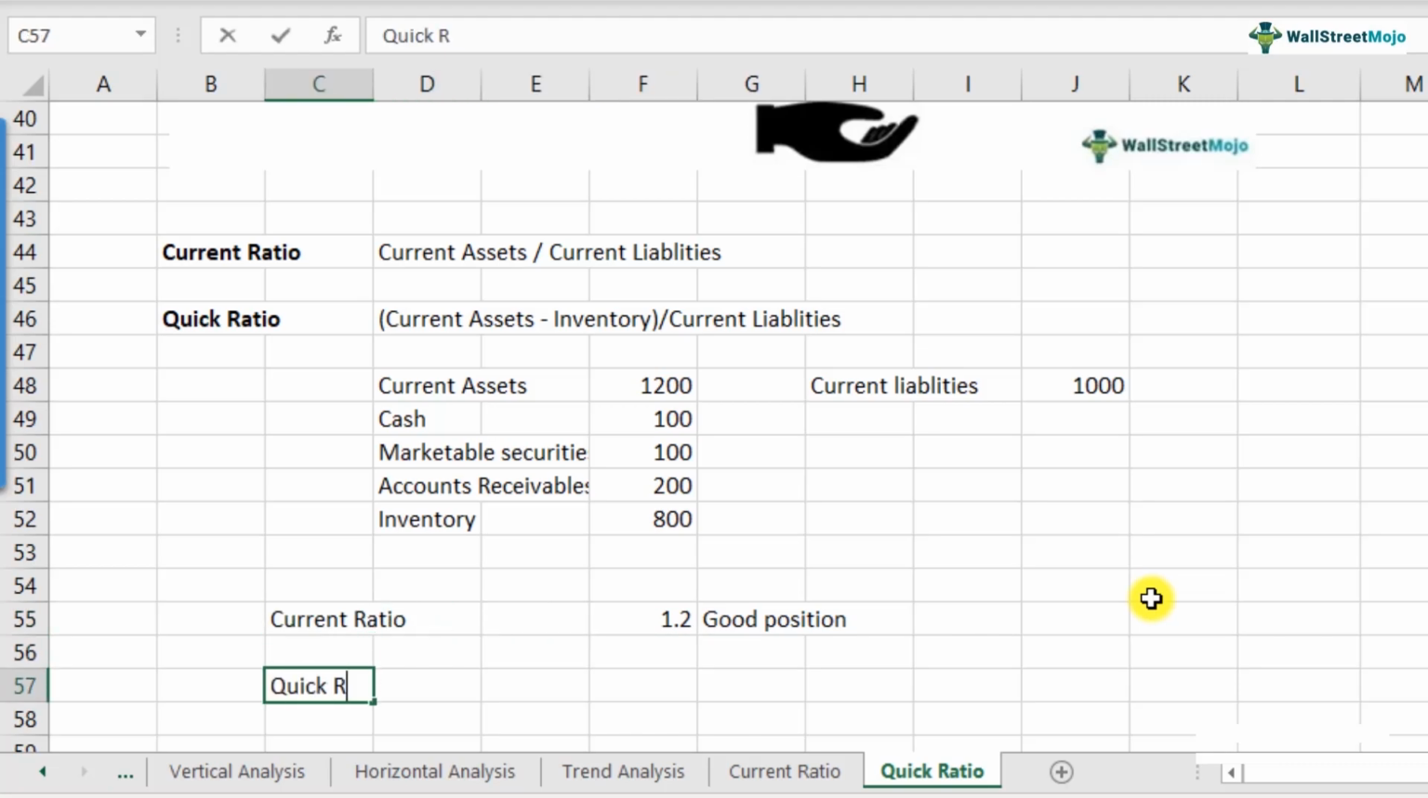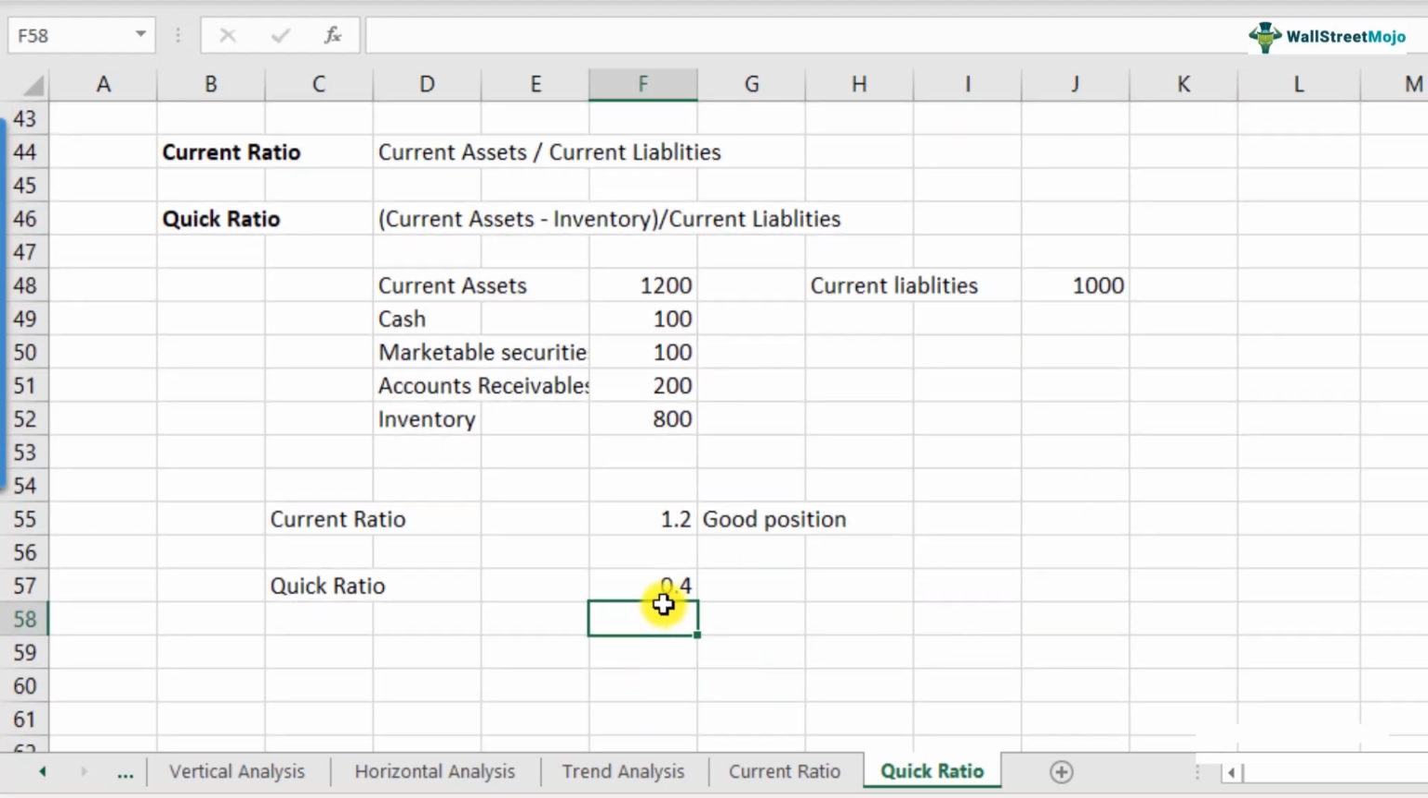But what about quick ratio? If you look at the quick ratio, how did we define the formula? It was cash plus marketable securities plus account receivables divided by your current liabilities, or you can divide it by current liabilities. So I'll use the second formula. It's one and the same. So this is current assets minus inventory divided by your current liabilities. So what do we get here?